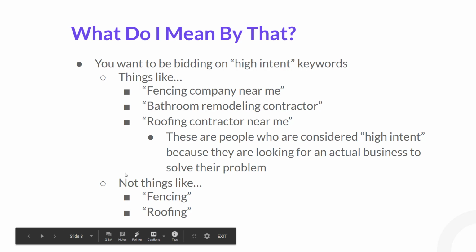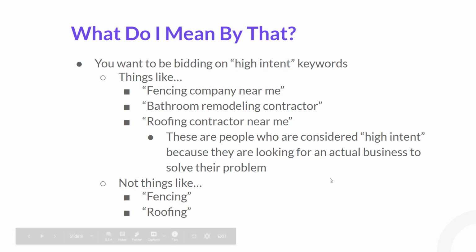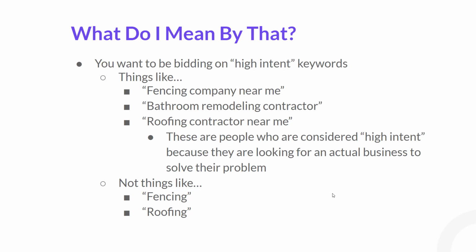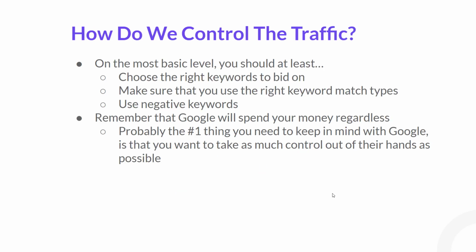Now, if we contrast those with these keywords down here, these really broad ones like fencing or roofing, there's not a lot of intent behind them. People searching for fencing could be searching for a million different kinds of things. People searching just roofing could be looking for a ton of different kinds of things. So we want to make sure that we are showing up for very, very high intent searches. And if we're not, we're wasting that money if we're talking about local lead generation. Now, how do we control that traffic?